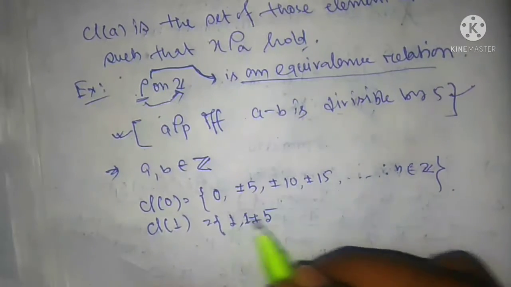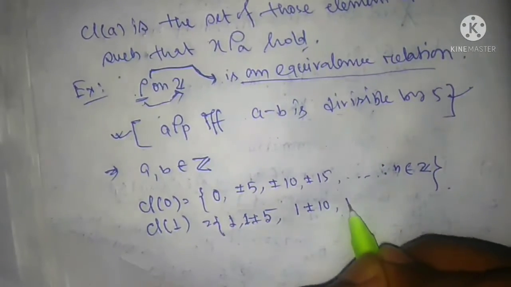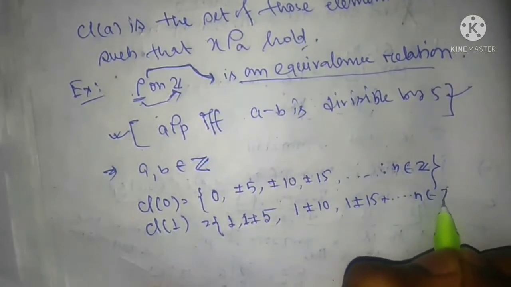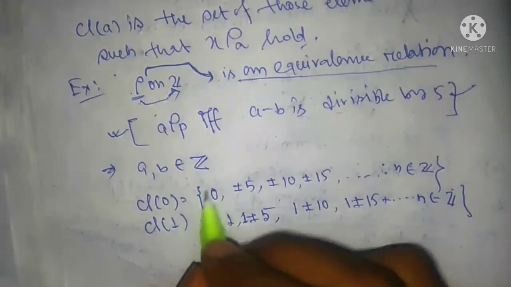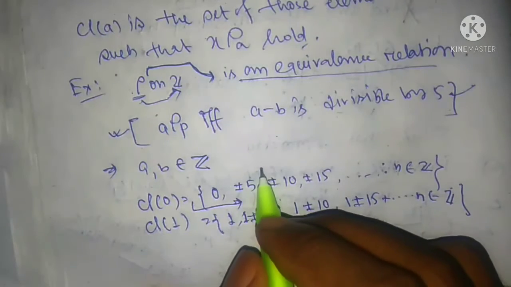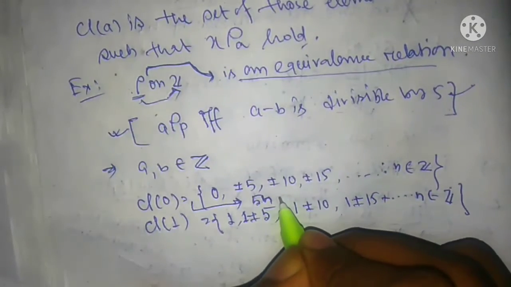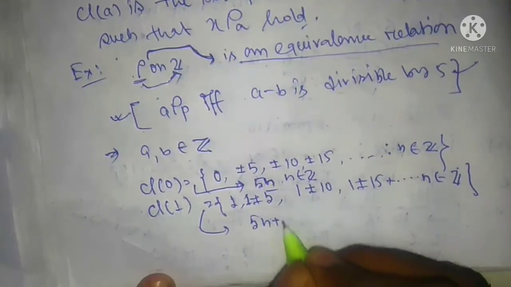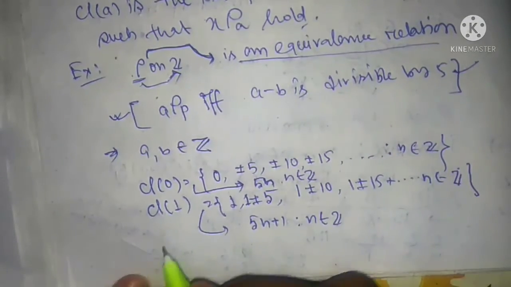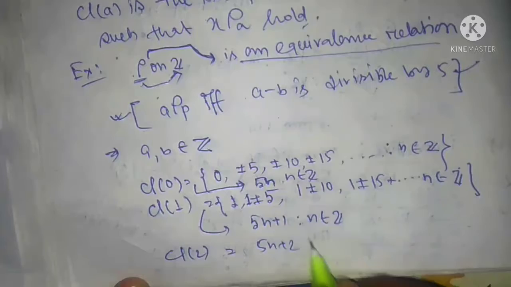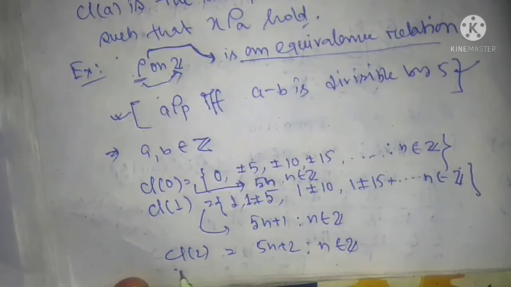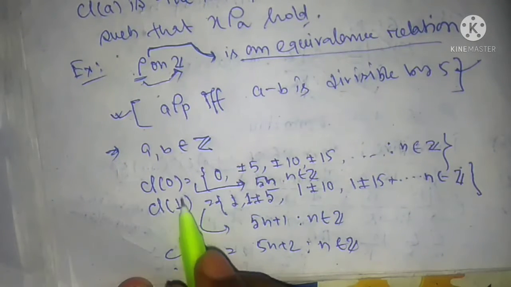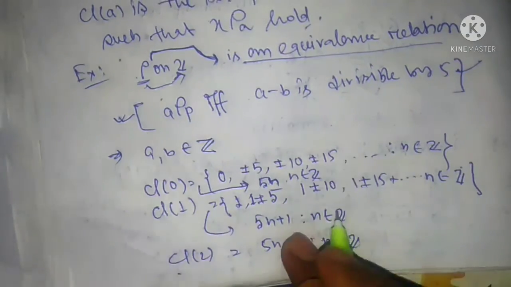With that, 1 will come along: 1 plus minus 5, 1 plus minus 10, 1 plus minus 15, and n belongs to Z. Simplifying this further, we get 5n, n belongs to Z, and simplifying this gives 5n plus 1 such that n belongs to Z. So what will class of 2 be? 5n plus 2 such that n belongs to Z. So how many classes are generated here in this equation? 5 classes are generated.